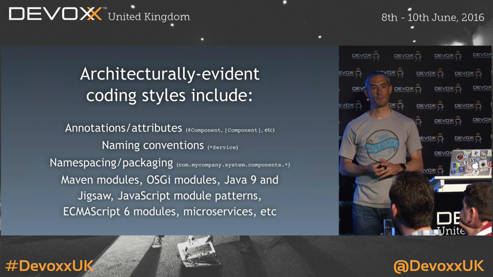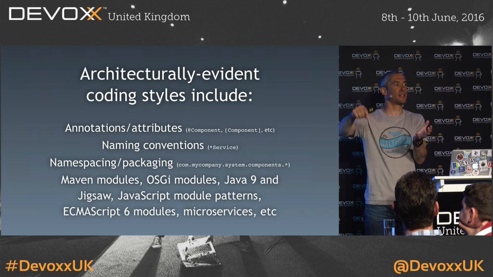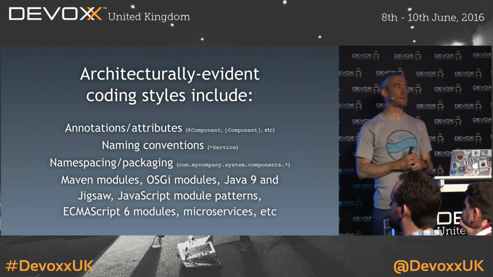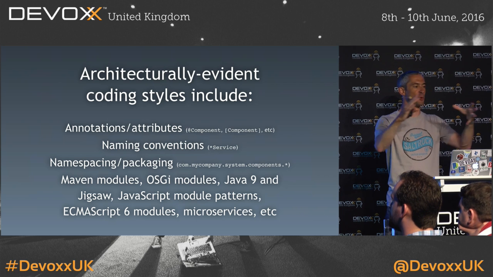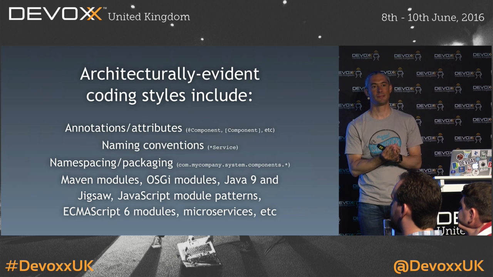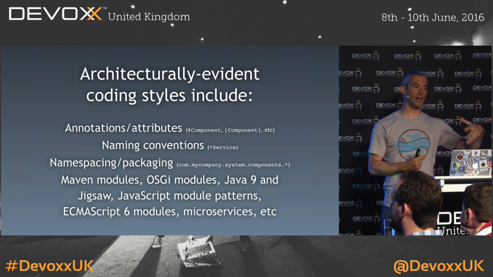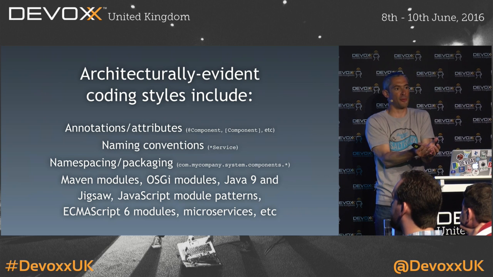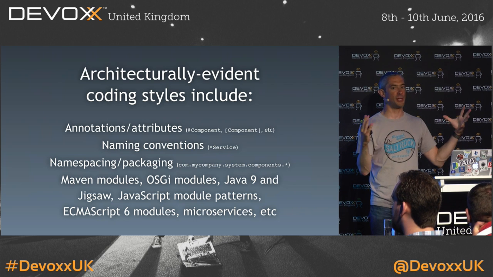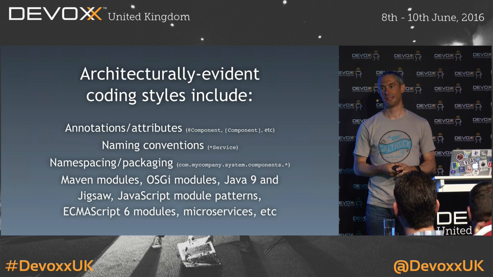Naming conventions is one way. So if you have a logging component on your architecture picture, make sure something in the code is called logging component, maybe an interface, for example. Maybe it's about namespacing or packaging conventions, maybe you have one namespace or package per component boundary. Maybe it's about adding machine-readable metadata, so annotations, for example, at component. OSGi and Java 9, maybe it's about creating those module boundaries and saying a module equals a component, and so on and so forth. So there are lots of techniques that we can use here to make our code better reflect our architectural intent.